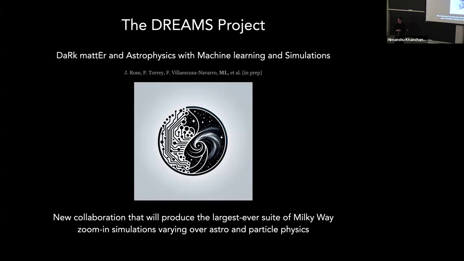Systems and dwarf galaxies. And so the goal of the DREAMS project is going to be to deliver the largest ever suite of Milky Way zoom-in simulations where we're varying over astrophysics. We already have this for cold dark matter. So we just finished running over 1,000 cold dark matter zoom-ins, varying over a variety of the astrophysics parameters.